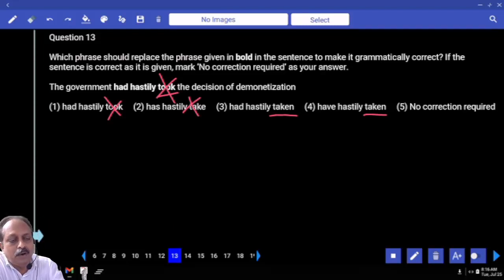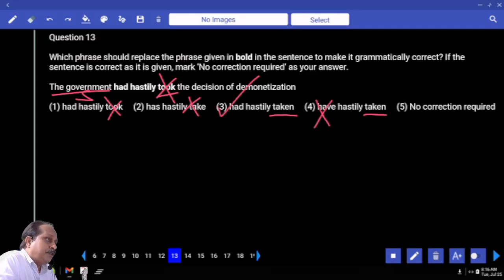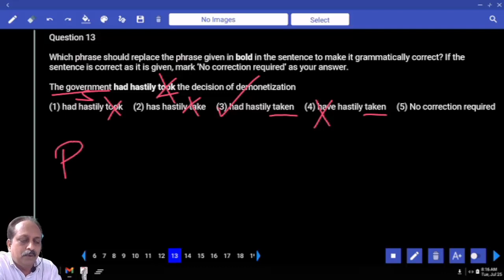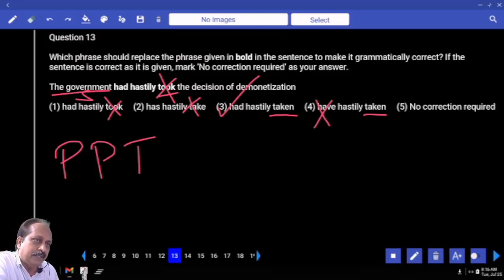But government, what is the subject here? Government, singular or plural? Can you use have? No. So what is the answer? Answer is past perfect, but only one idea. Only one idea, we don't use past perfect. Please make a note: this sentence should be in present perfect tense.